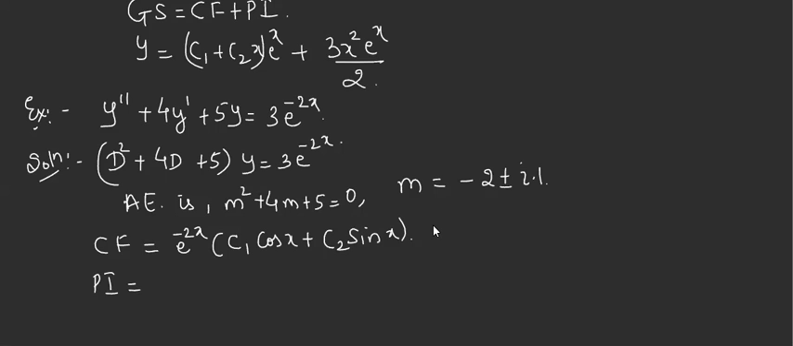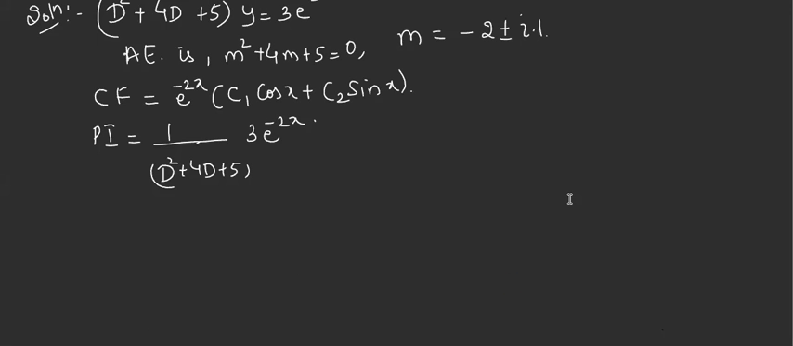Anybody got PI? So 1 upon d square plus 4d plus 5, into 3 e raised to minus 2x. Now I have to replace d by minus 2, correct? Yes, you should replace d by minus 2. If you replace d by minus 2, is it 0?